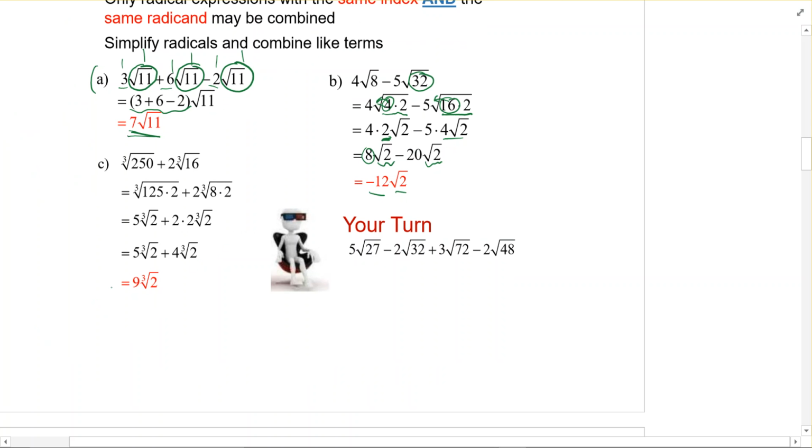And you can do something similar with cube roots as well, using the same type of method that you did last lesson. Okay, so your turn. Go ahead and see if you can simplify this expression on your own. So go ahead and try that. Pause the video now.